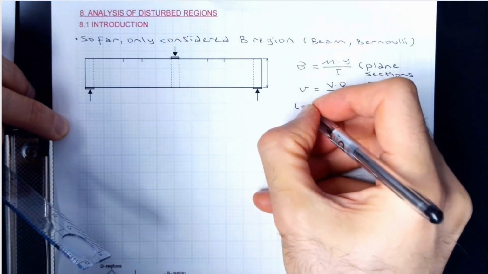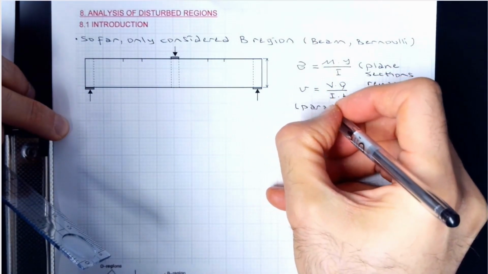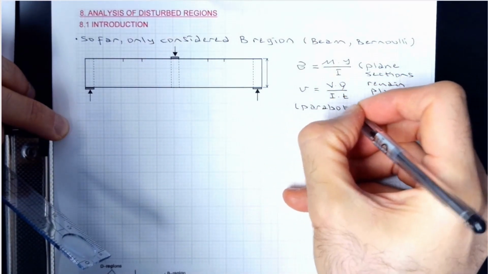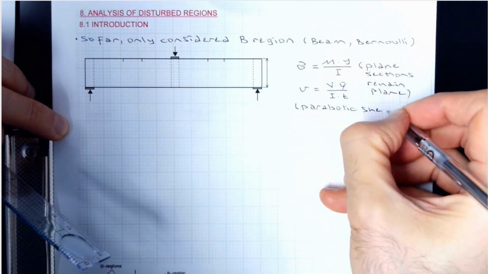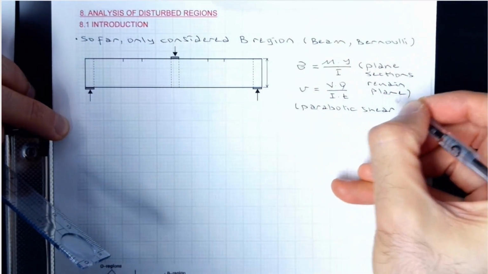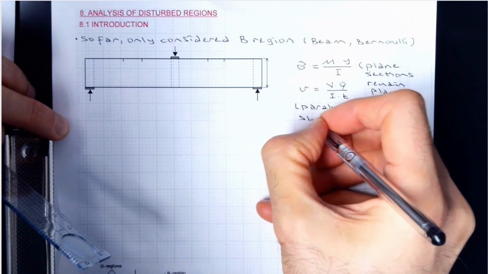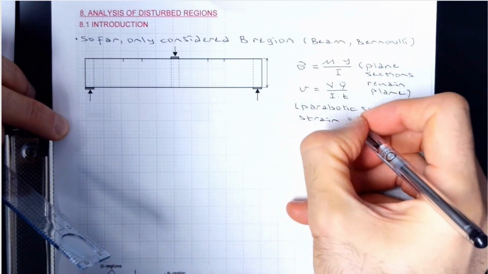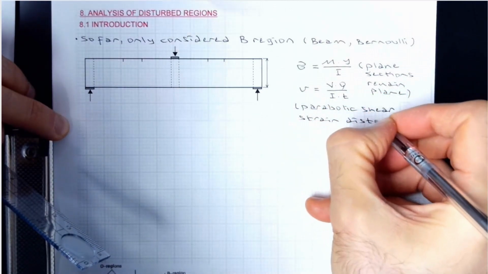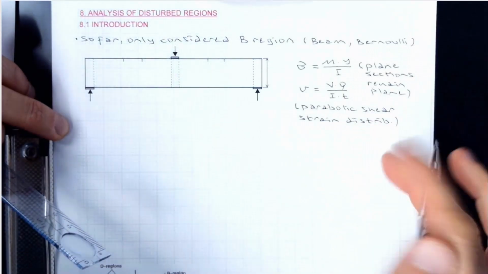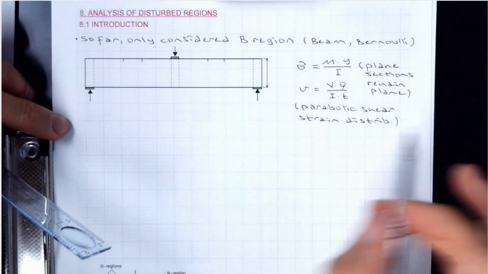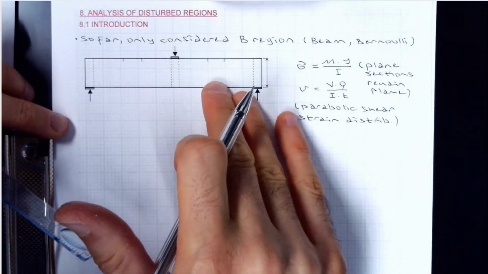So that is that one. The second one is parabolic shear strain distribution. It's based on parabolic shear strain distribution in this beam.